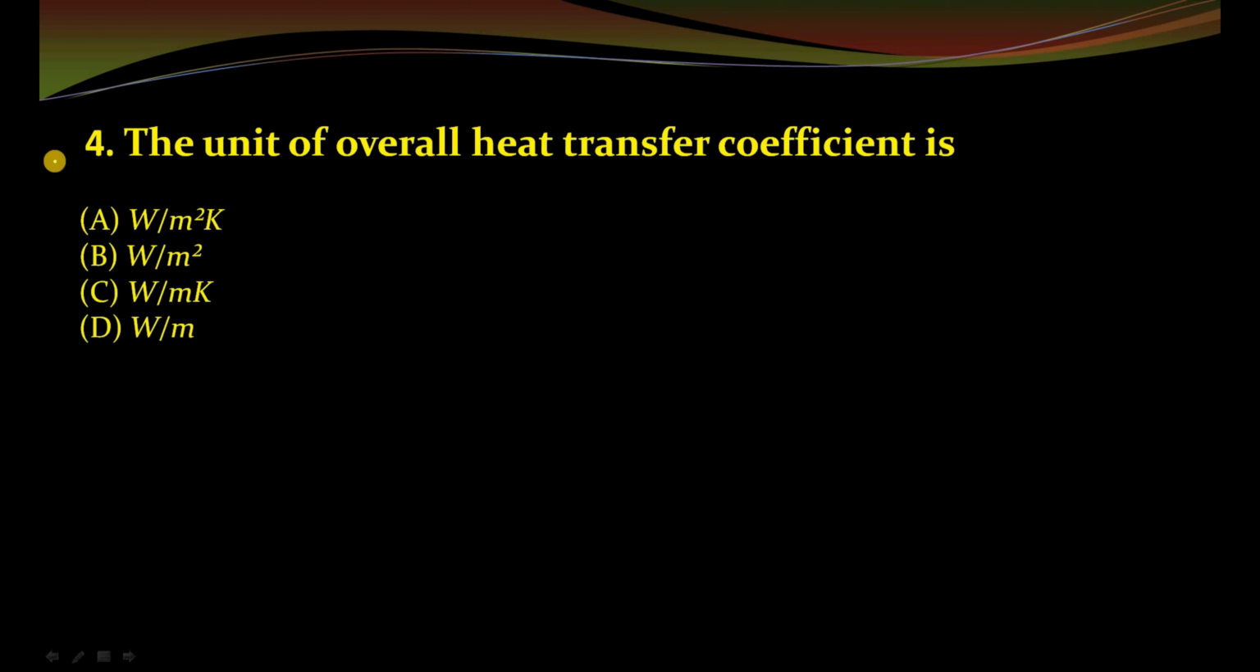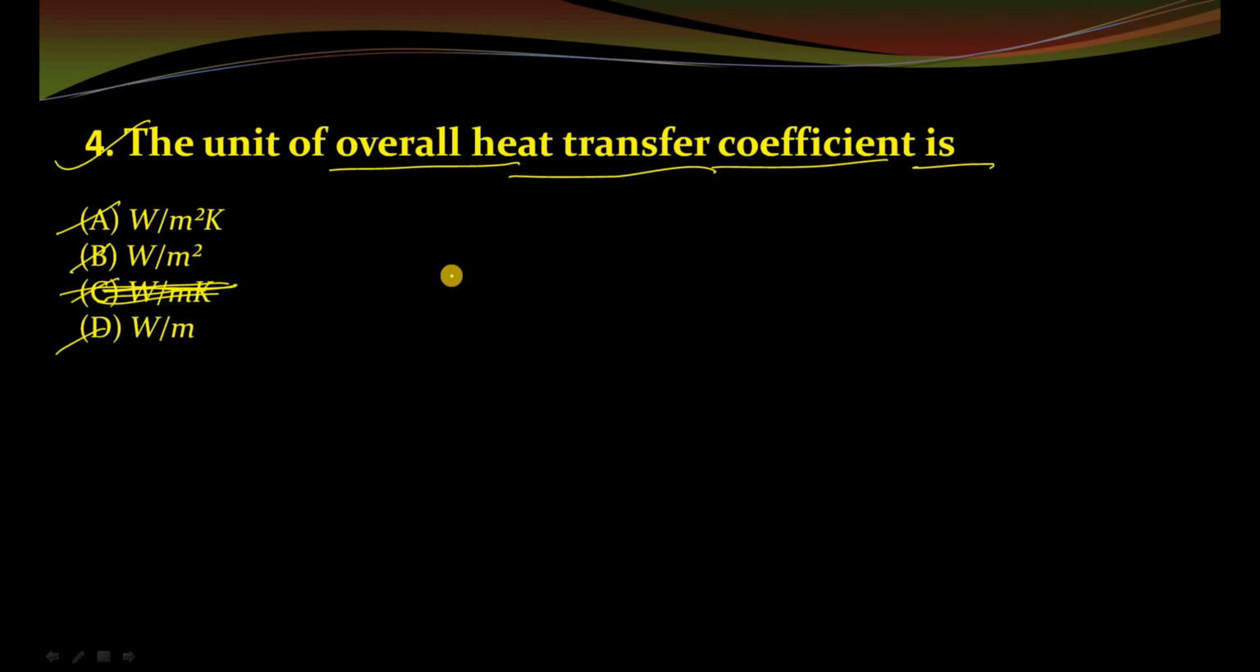Now the fourth question is: the unit of overall heat transfer coefficient is. Here are the four options: 1, 2, 3, and 4th. That is watt per meter square Kelvin, watt per meter square, watt per meter Kelvin, watt per meter. The third option is not going to be the right option. Why? Because this is the unit of thermal conductivity, right?